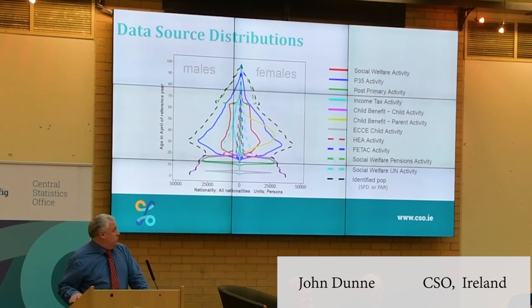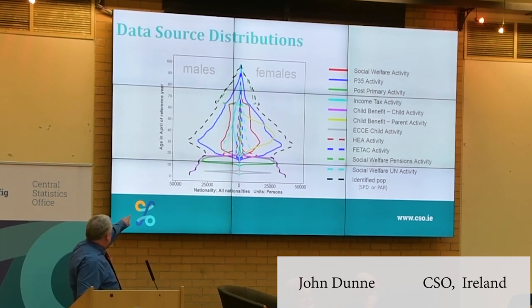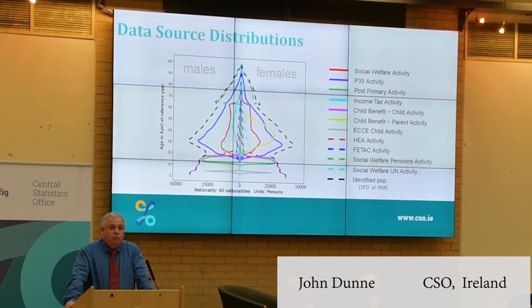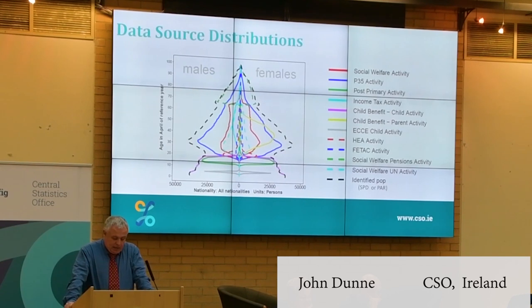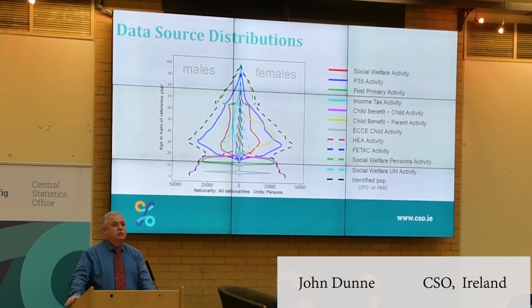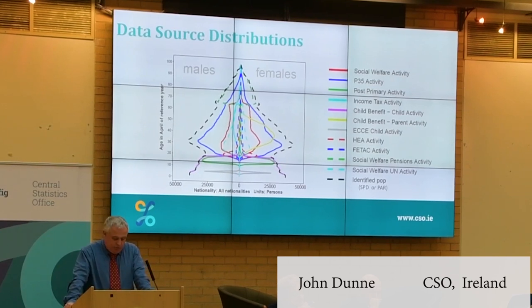The pink continuous line we see under the black dashed line in the age category 0 to 18 represents children for which a child benefit payment has been made. So we get a good count of children there. It's a universal payment.